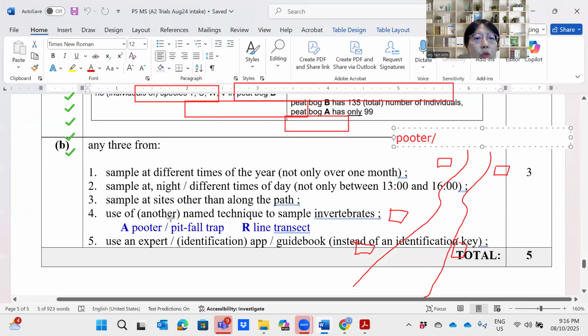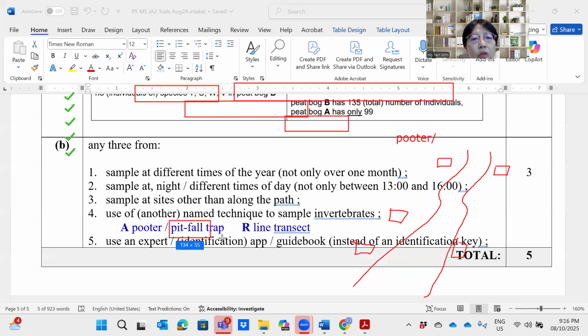Pitfall trap means you dig a hole and you put a drum into the hole there. You cover it on top so that it's not subjected to sun and rain. And then the insects will fall into it. Insects that pass by during that range of time will fall into it. Then you can open up the cover and observe the insects, identify them and count their numbers. Take photographs and then count the numbers.